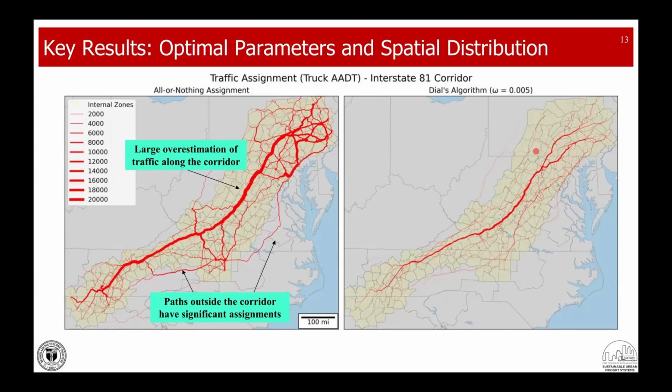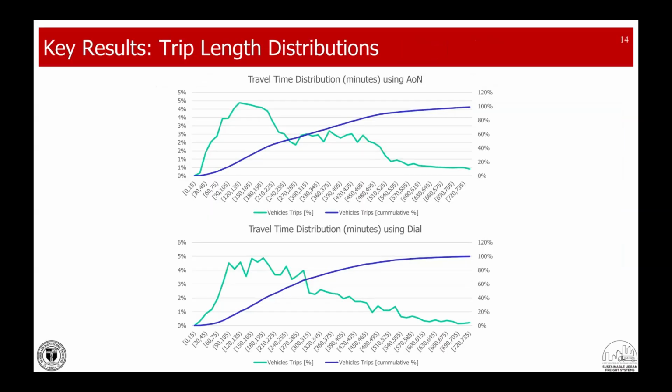Once we start using something like Dial, most of the traffic is centered on the corridor itself. So the arterials do have some traffic assigned, but it's not as significant as before. And most of the flows go through the highway and then come to their eventual destination. And these are paired with the travel time trip length distributions. They keep the same form that you should expect, that there's a hump for the shorter trips and then it tapers off. Both keep it that way, except Dial is a little spikier, as you can see.